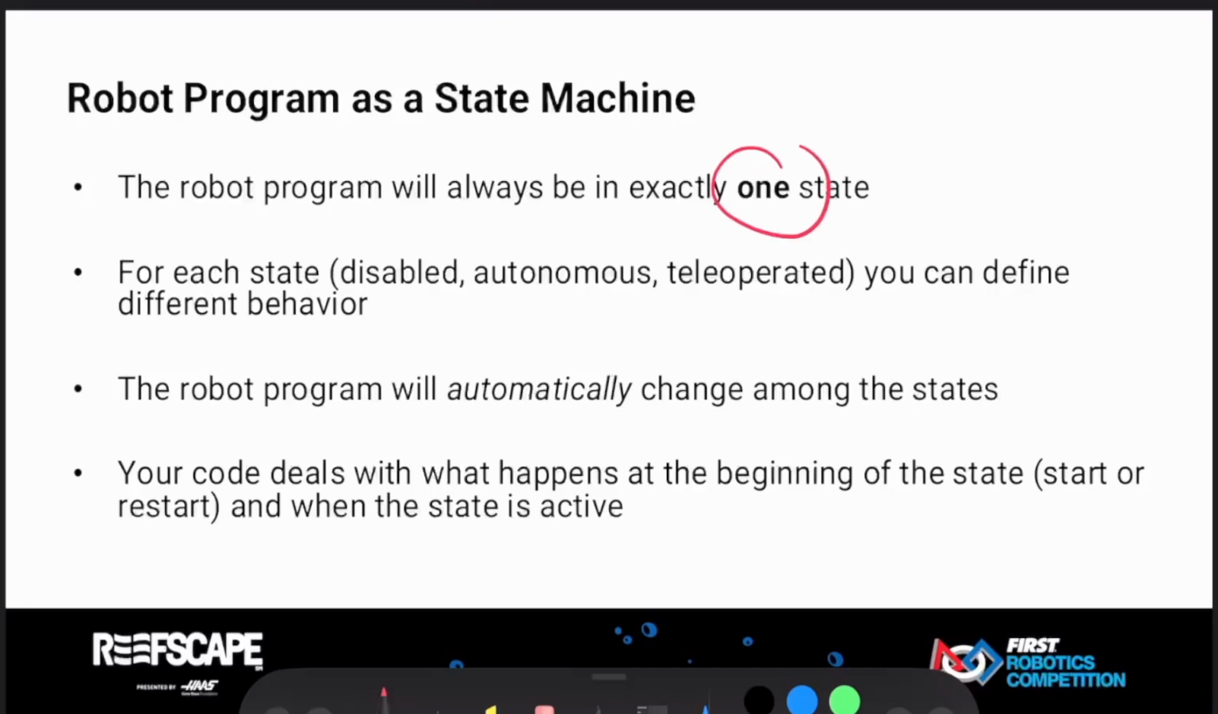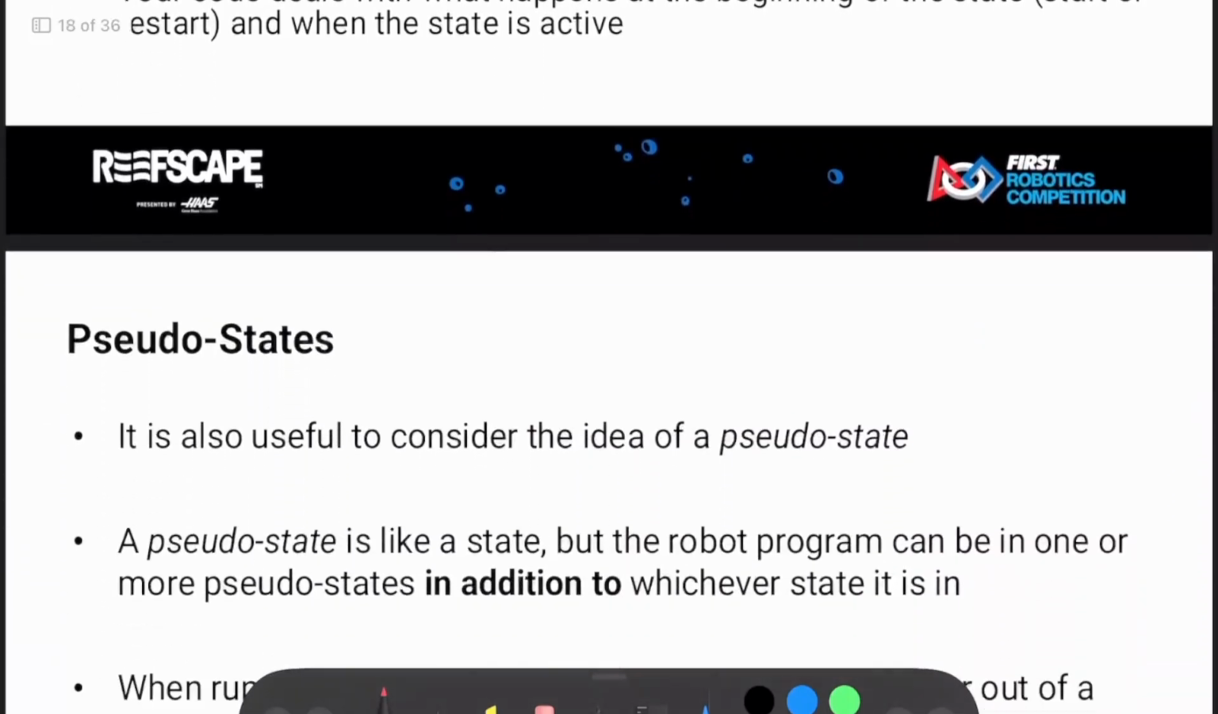Big note here though. Robot will only be in one of those states. You can't be in auto and teleop. You can't be in auto and disabled. One at a time. So you will never be in more than one state. So that's why your code won't conflict if you do one thing in auto and one thing in teleop. Again, the program automatically changes for you.